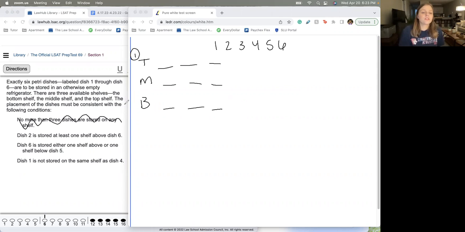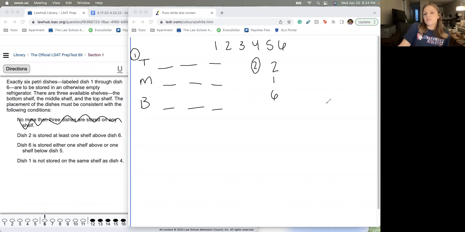Rule 2 says dish 2 is stored at least 1 shelf above dish 6. To write this out, I recommend writing your rules out the way that you have your diagram set up. So if I know that 2 has to be at least 1 above 6, I'm going to write it something like this, meaning this line can be stretched as far apart as it wants. 2 is always going to be above 6. It doesn't matter how far up it is, but I know that it has to be on top of 6 in some way.